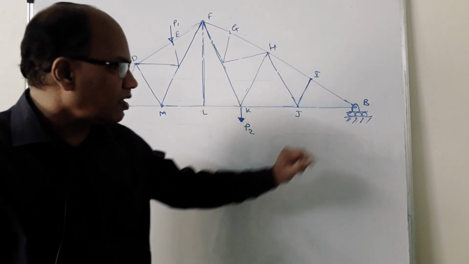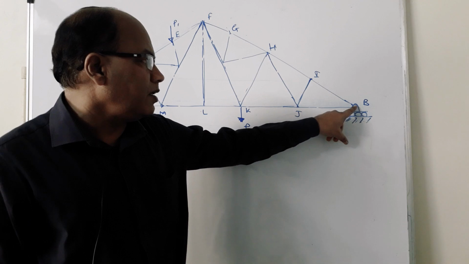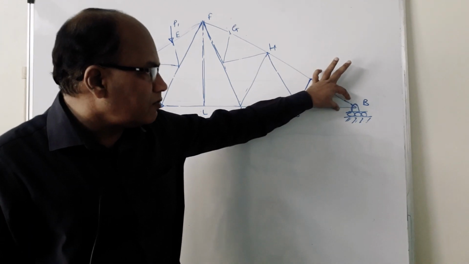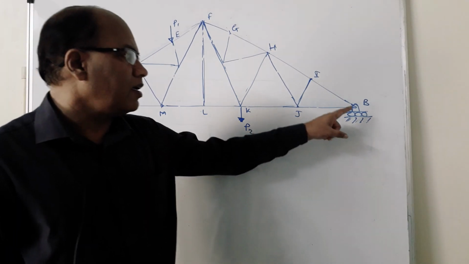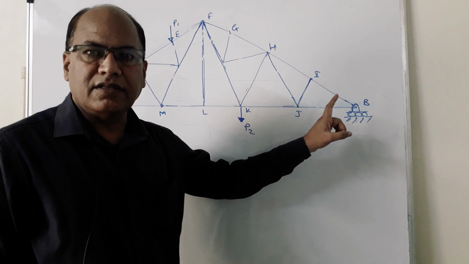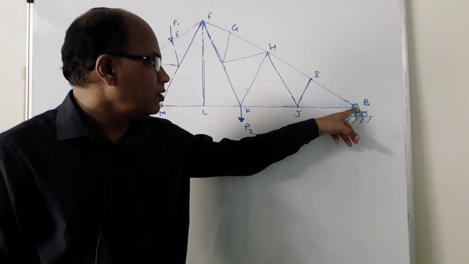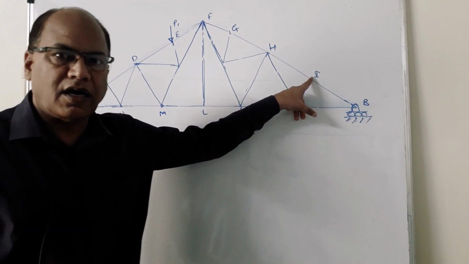So I am starting with this joint B. If I consider joint B, then there are two members which are meeting at this joint B, but there is a reaction at this joint. So we cannot apply the thumb rule for this joint. So I will go to the next joint. Let us go to the joint I.